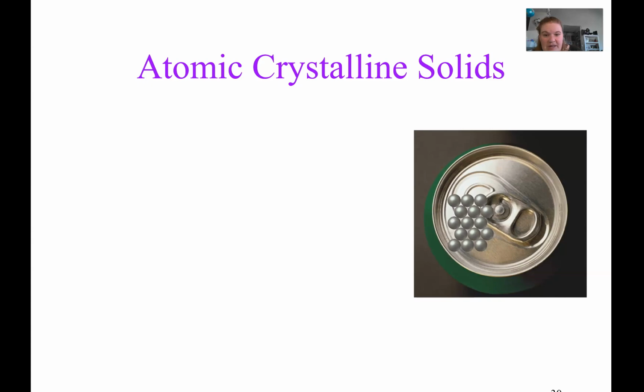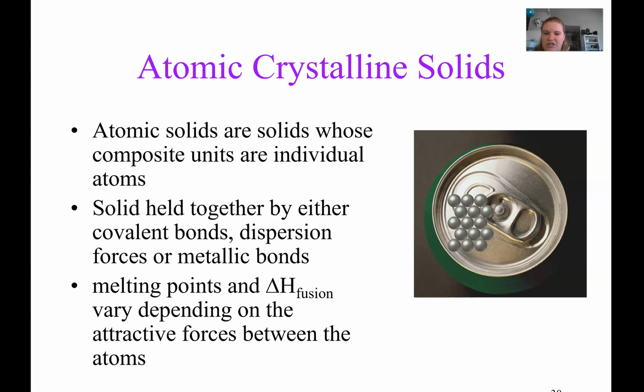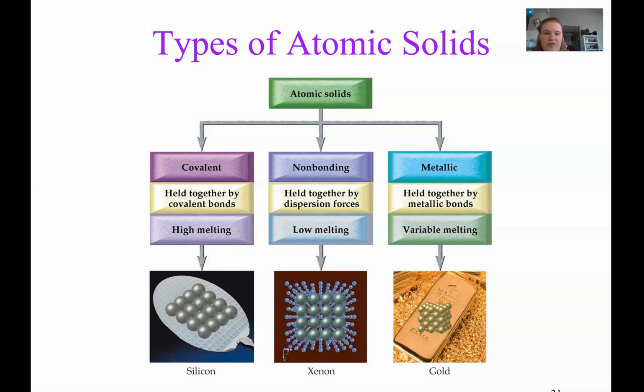And then the third type on that list were atomic crystalline solids. So these are just individual atoms. So not ionic compounds and not molecular compounds, but just individual atoms. So this is an aluminum can. Those are aluminum atoms, excuse me. And they can be held together by bonds, dispersion forces, or metallic bonds. And so that actually takes us to one more flowchart.